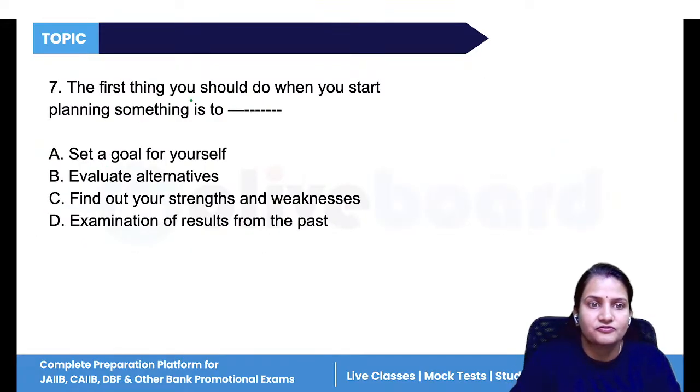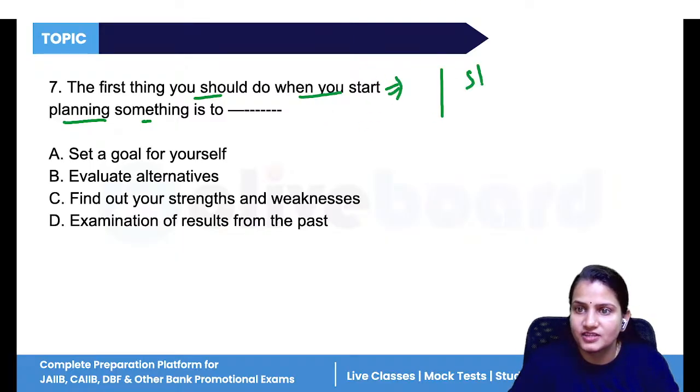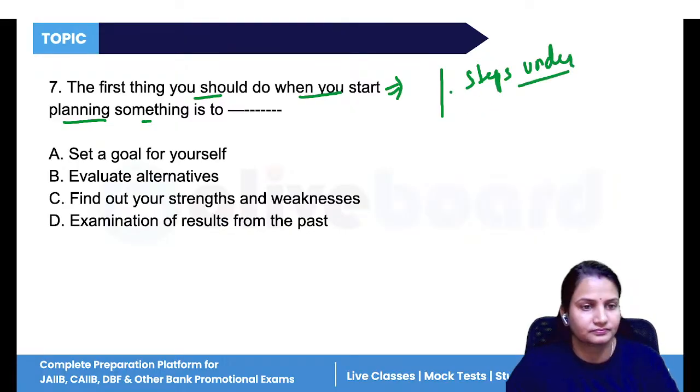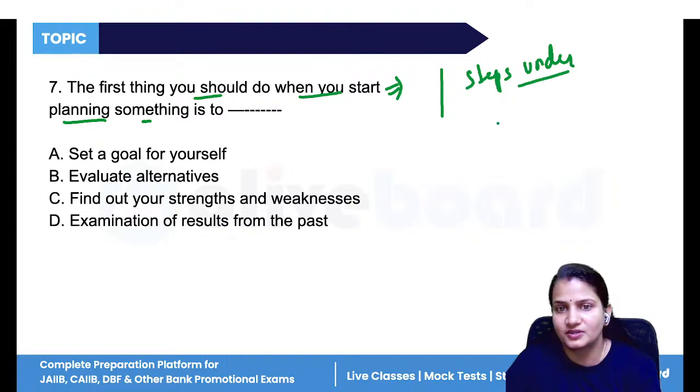Now, next is the first thing you should do when you start planning something. So, what is the first thing? Basically, what is this question asking? You have to find the steps under planning. What is the first step in the planning?